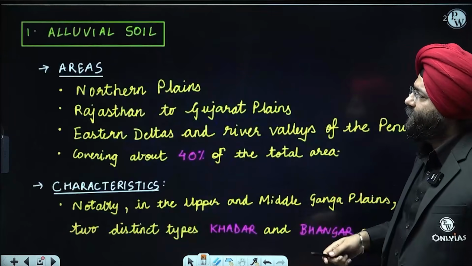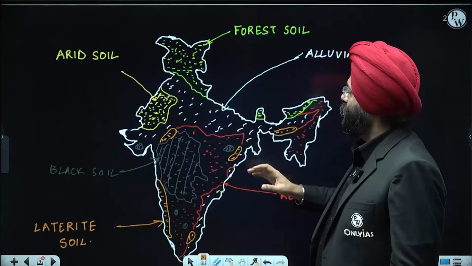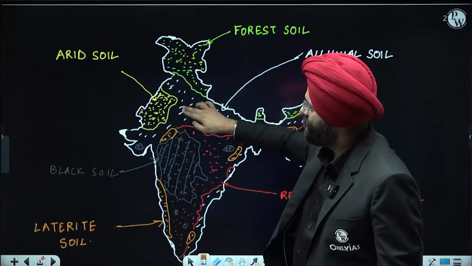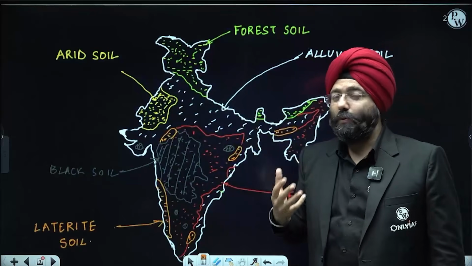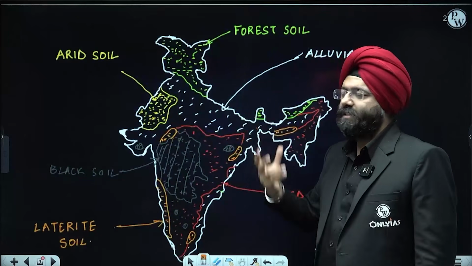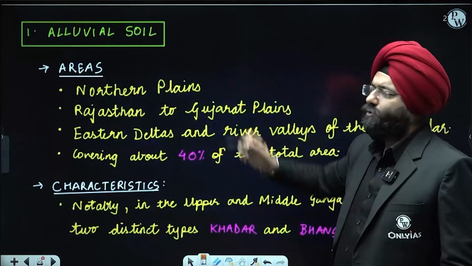So the first classification is alluvial soil, right? If you see the alluvial soil over here, everything that is marked in this white part, this whole region, what is this? The alluvial soil. Again, it is a major soil. Again, the maximum amount of area is covered under the alluvial soil. Let's see, alluvial soil, what are the areas?